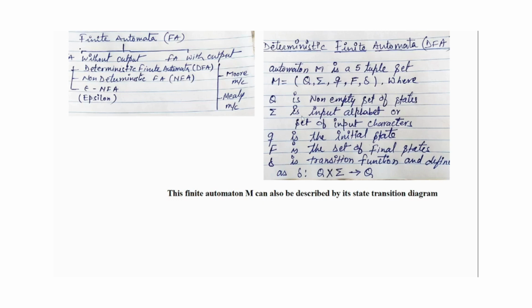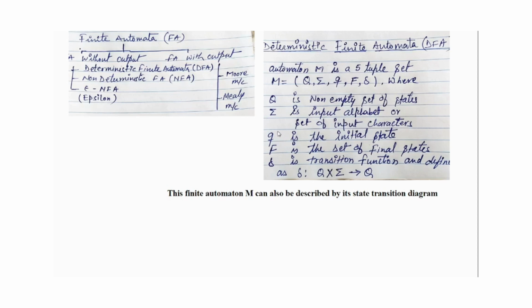Whereas the sigma is the input alphabet, or this is a set of characters which will be taken by the machine as an input. I am repeating, the sigma is called the input alphabet. The meaning of this input alphabet is, this is the set of characters or set of alphabets which are taken as input by the machine.